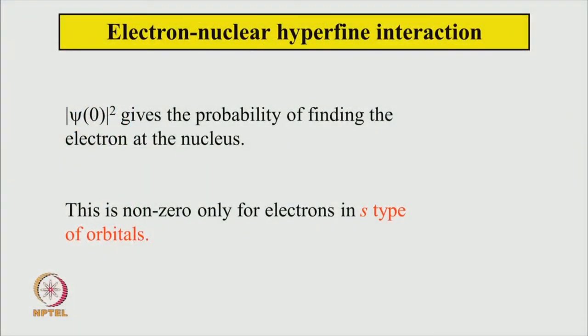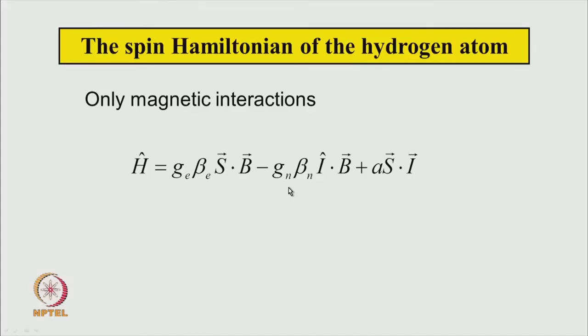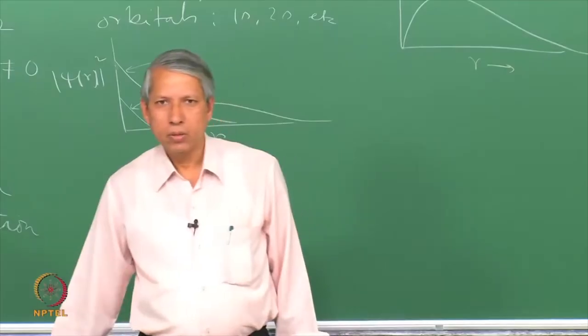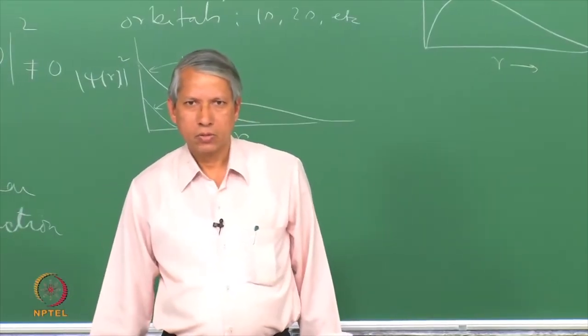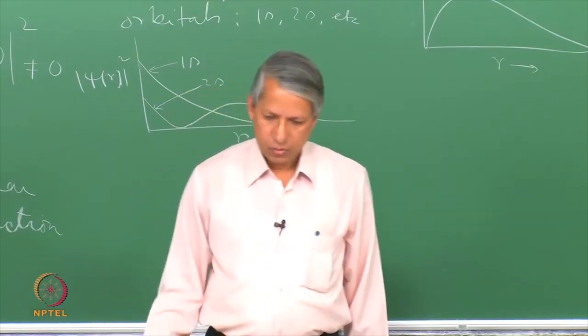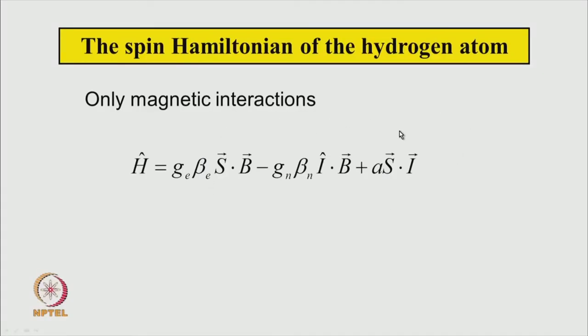So, I have already said that psi 0 square gives the probability of finding the electron at the nucleus, and this is non-zero only for electrons in S type of orbitals. So, this Hamiltonian, where we are dealing only with the magnetic interactions such as the electron Zeeman interaction, nuclear Zeeman interaction and the hyperfine interaction, this type of Hamiltonian is called the spin Hamiltonian, where you see that we do not include the kinetic energy of the various constituent particles or the potential energy that they have. Only these interaction energies are included in the spin Hamiltonian.